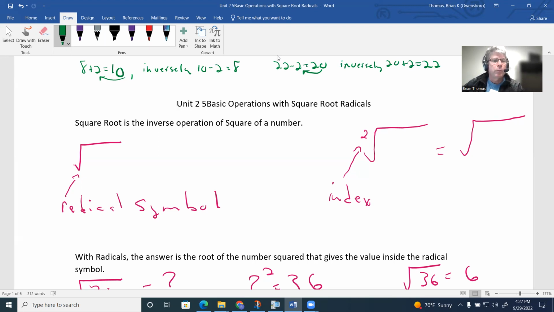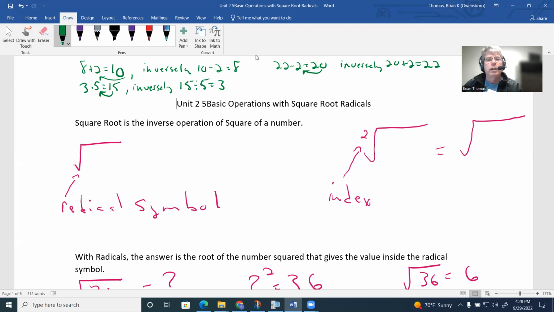Similarly with multiplication and division. If I have 3 times 5, we'd say that would be 15. Inversely, we'd go backwards and say 15 divided by 5 would get me back to the 3. And that would be a true statement as well.